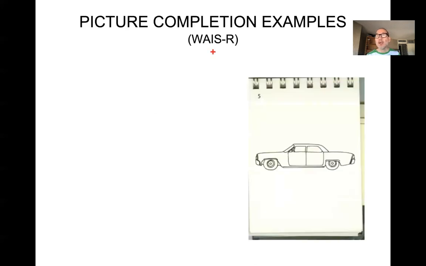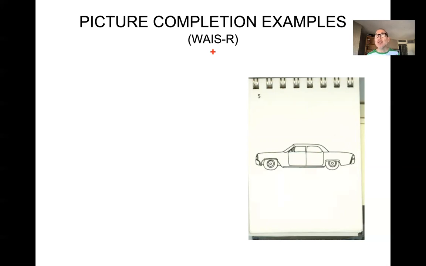Now, we're going to talk about most of the subtests in the WAIS. And the examples I'm going to use are going to come from the WAIS-R, or the second version of the WAIS. That's the one I was trained on back in 1989. But it's been revised now a couple times, and the fifth one is coming out within the year.